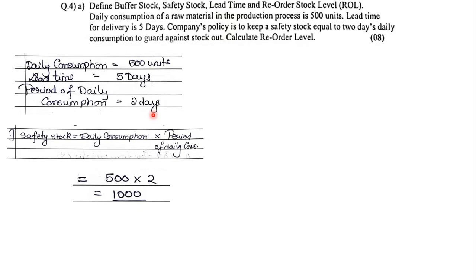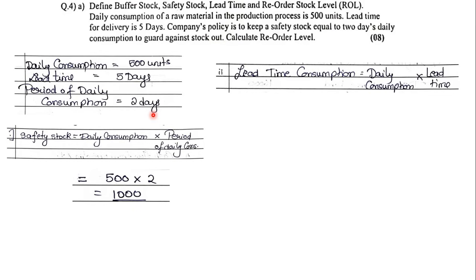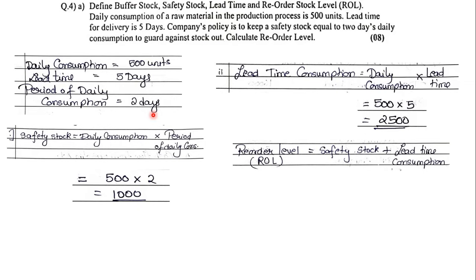That is step 1. Second step, you need to find the lead time consumption. The formula is lead time consumption is equal to daily consumption into lead time. The daily consumption is 500 units and the lead time is 5 days. So 500 into 5 comes to 2500. Once we have both the answers, we can apply them in our final formula. Reorder level is equal to safety stock plus lead time consumption, so 1000 units plus 2500 comes to 3500 units.